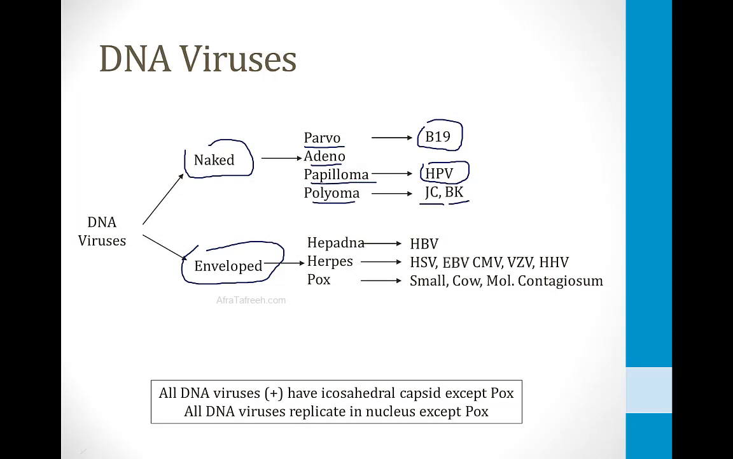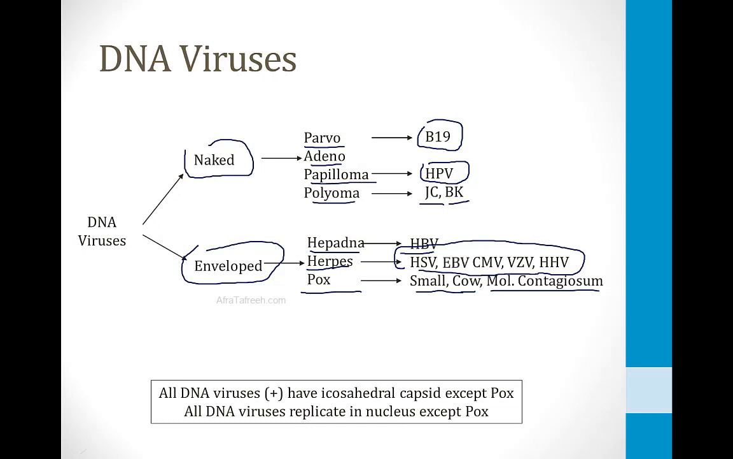Down at the bottom, I've written the envelope viruses. These include hepadnavirus, which is hepatitis B virus, the herpes viruses, and there are quite a few of these. We're going to have a separate module on all the herpes viruses. And then finally, the pox viruses like smallpox and cowpox and molluscum contagiosum.